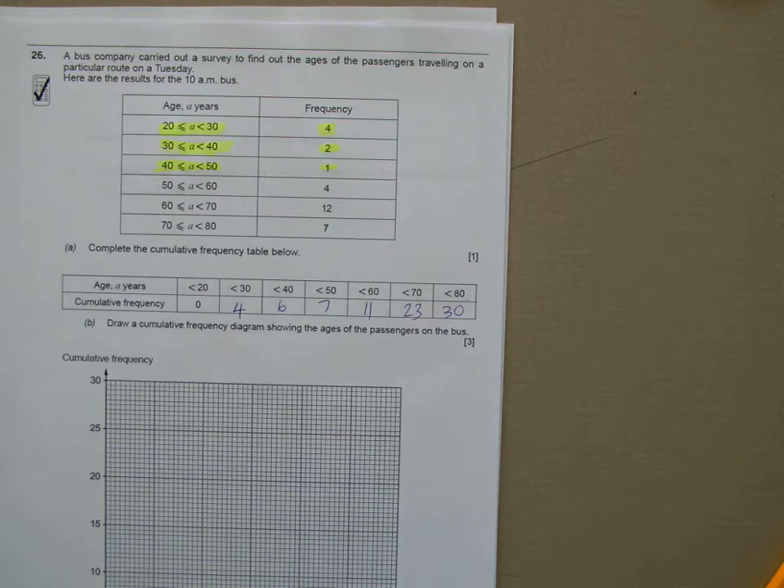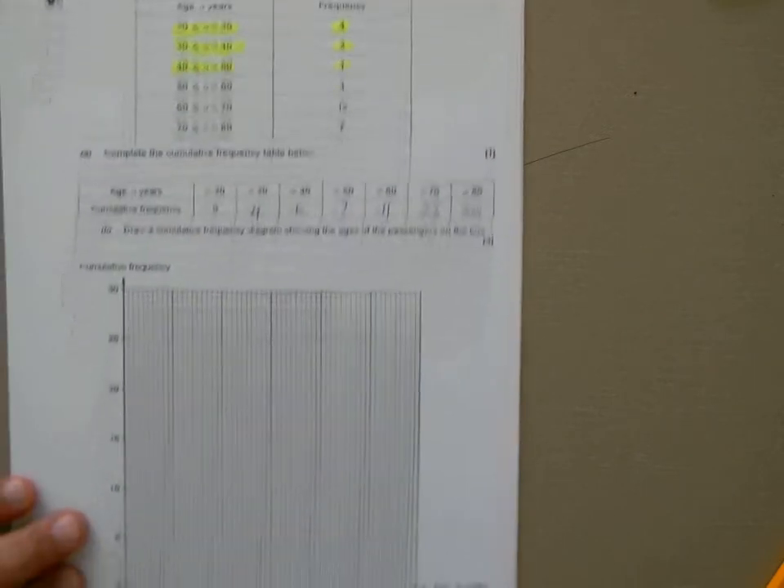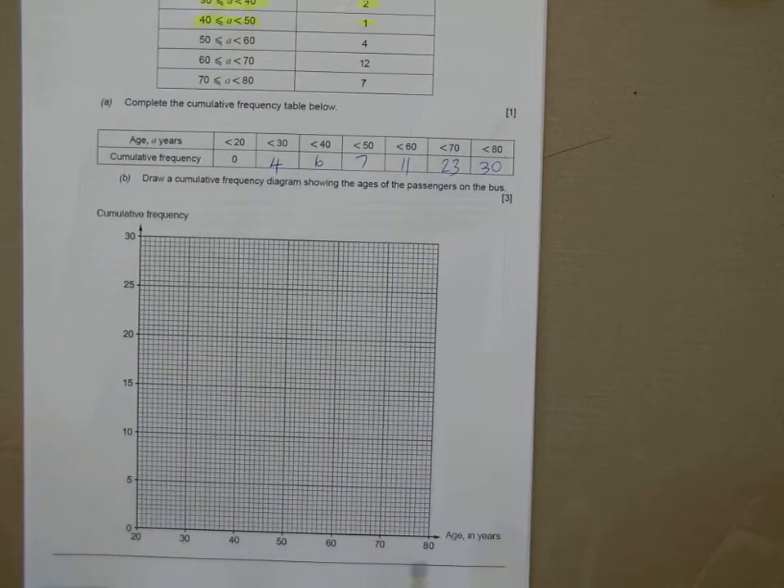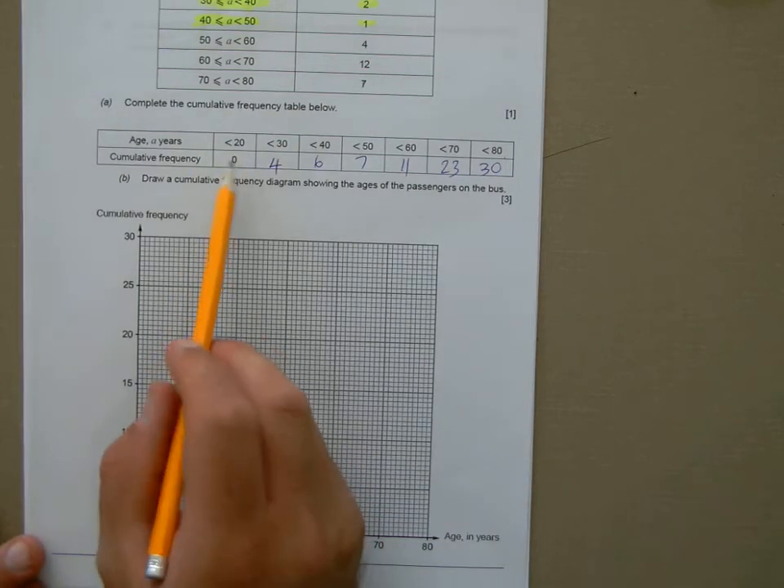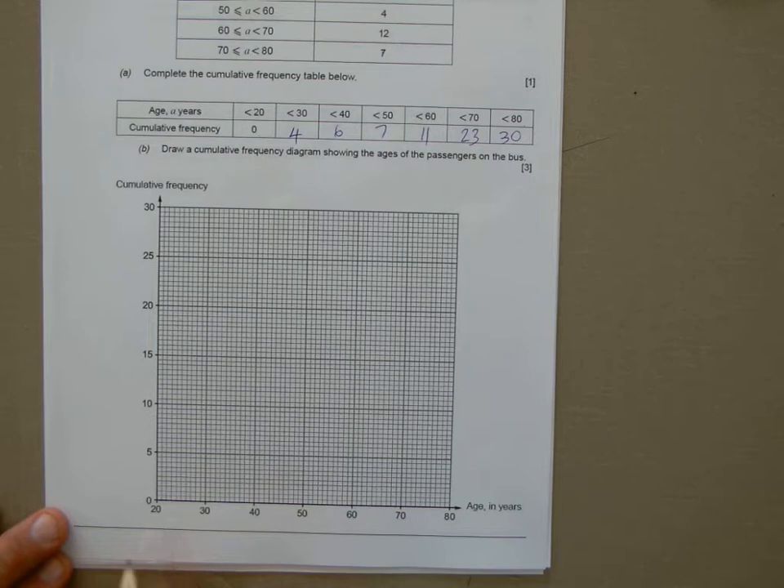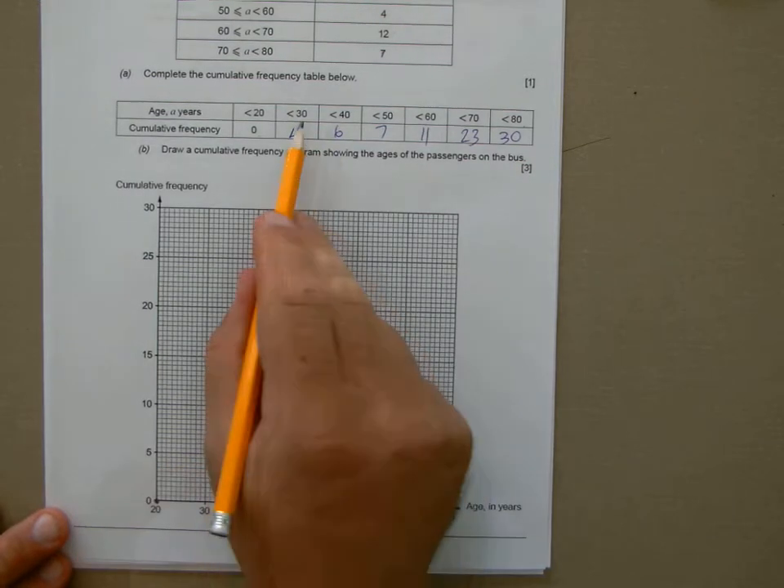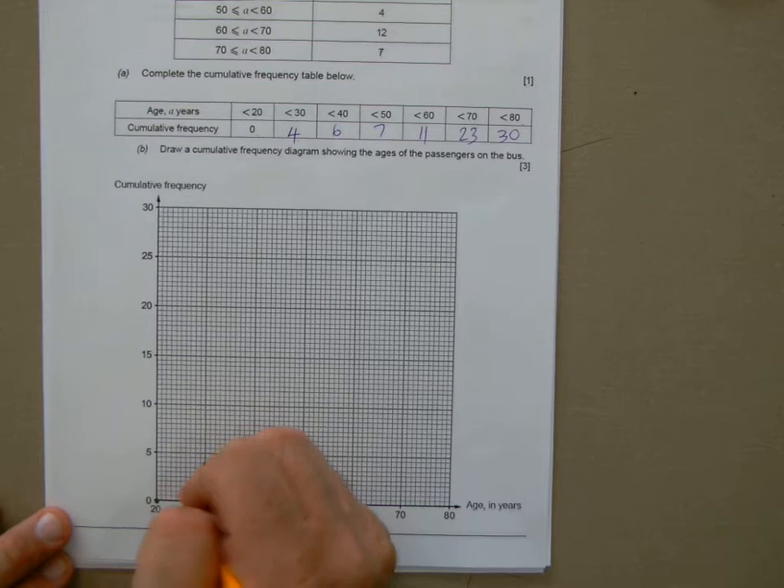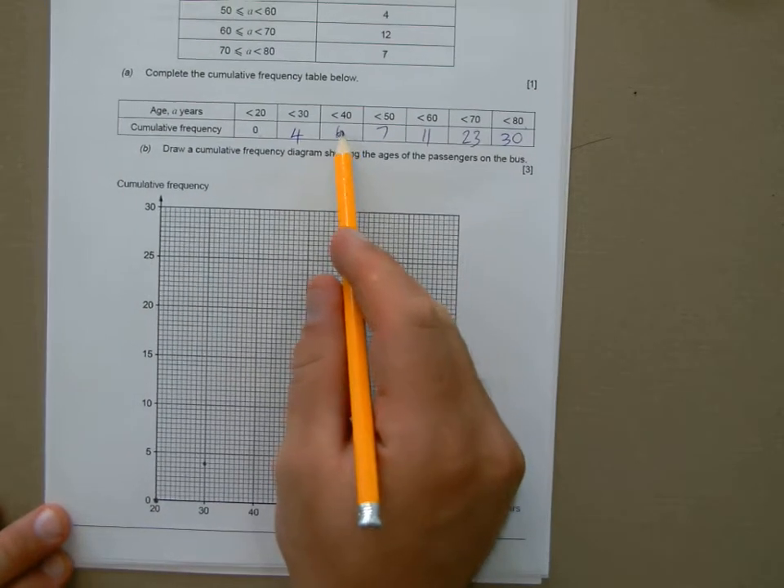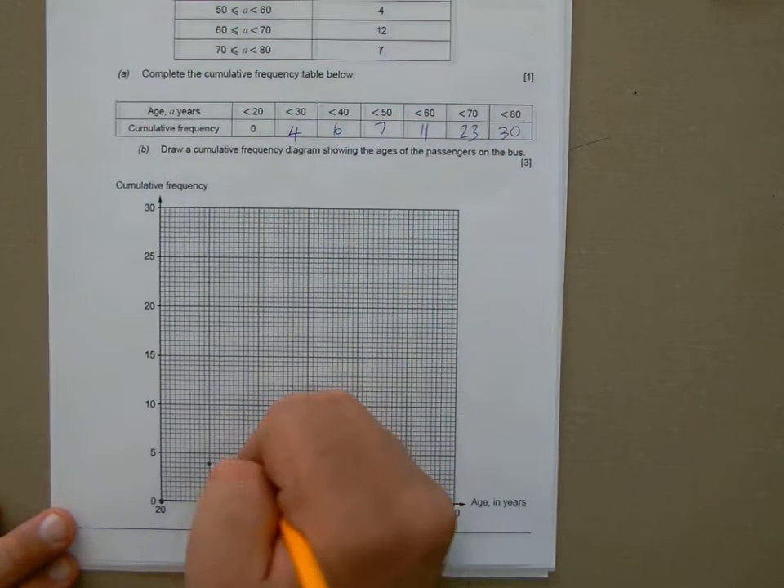Okay. So then draw a cumulative frequency diagram showing the ages. This is really easy. So basically age is less than 20, so there's none of them. So we go to age of 20 here and put 0 there. Less than 30, there's 4 of them, so we go to 30 up to 4. Less than 40, well there's 6 of them, so we go up to 40 up to 6, which is here.